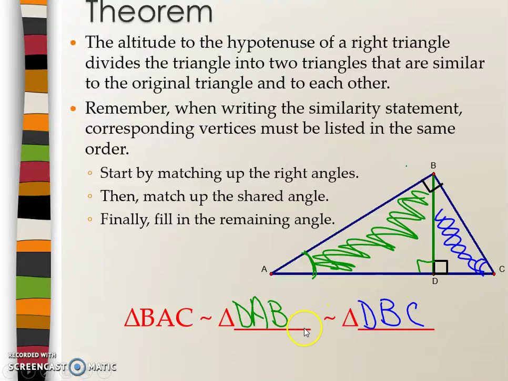So what we're going to do is write triangle BAC is similar to triangle DAB is similar to triangle DBC. So this triangle is similar to this triangle and to the whole big triangle. So they're all similar to each other.